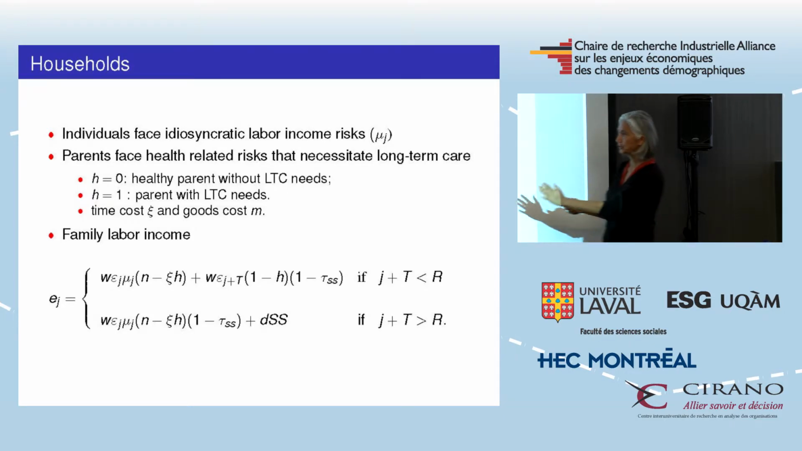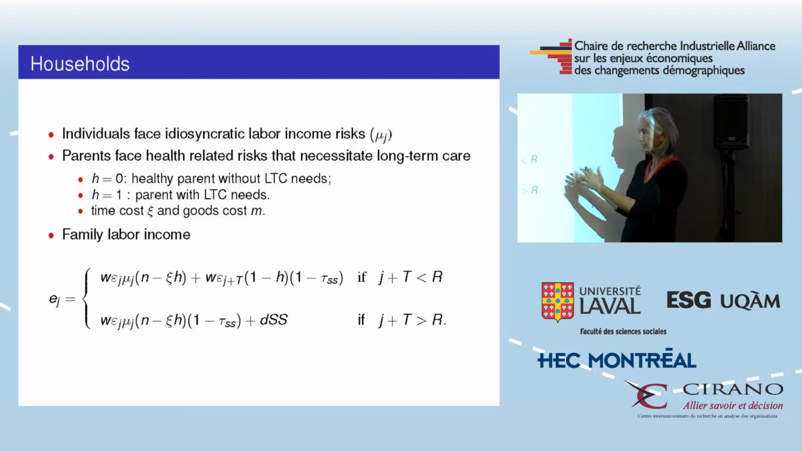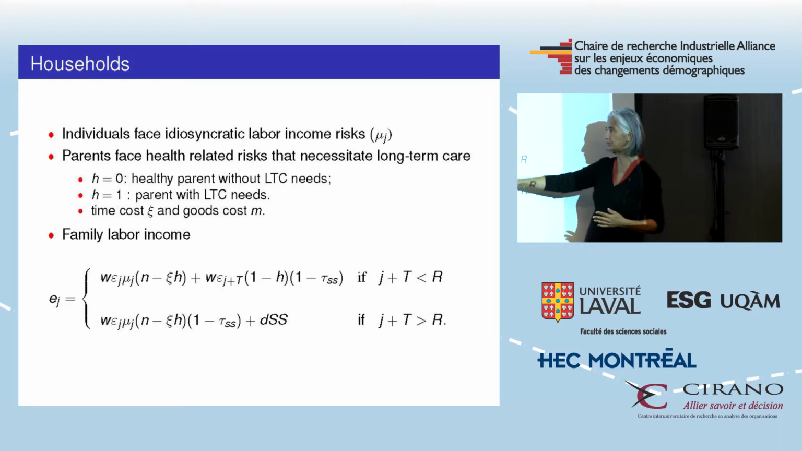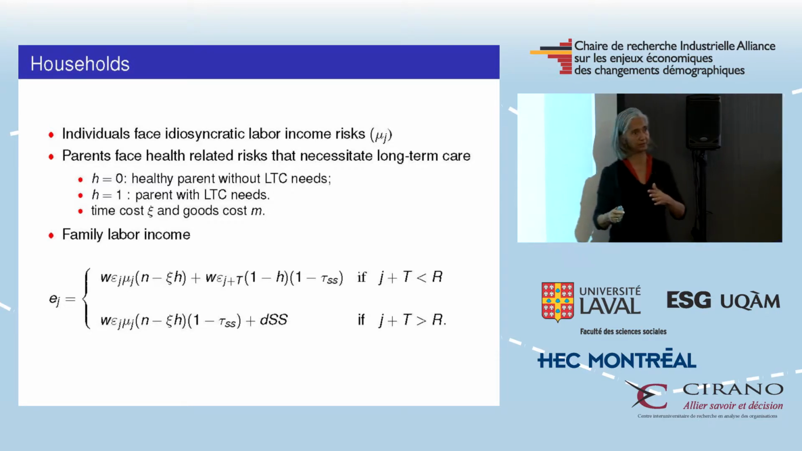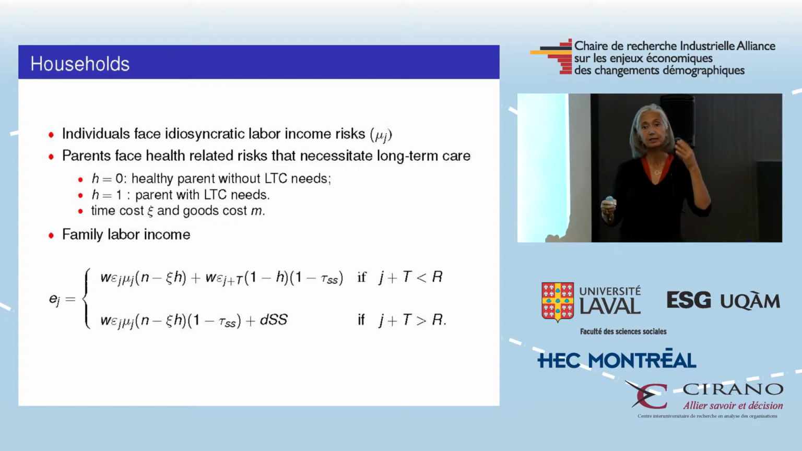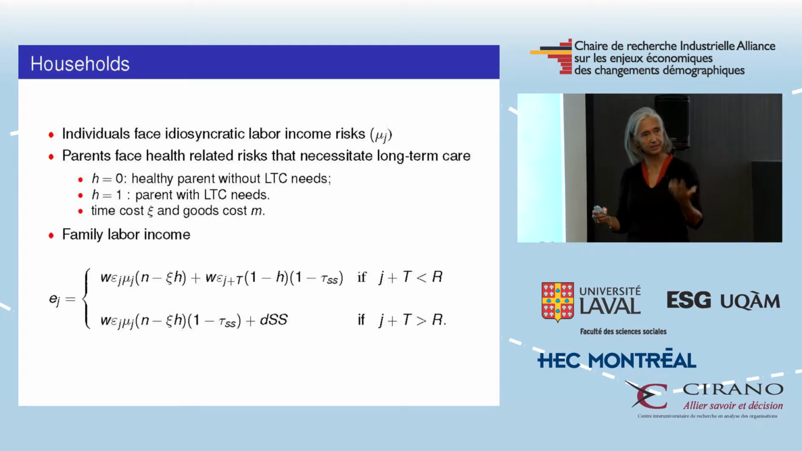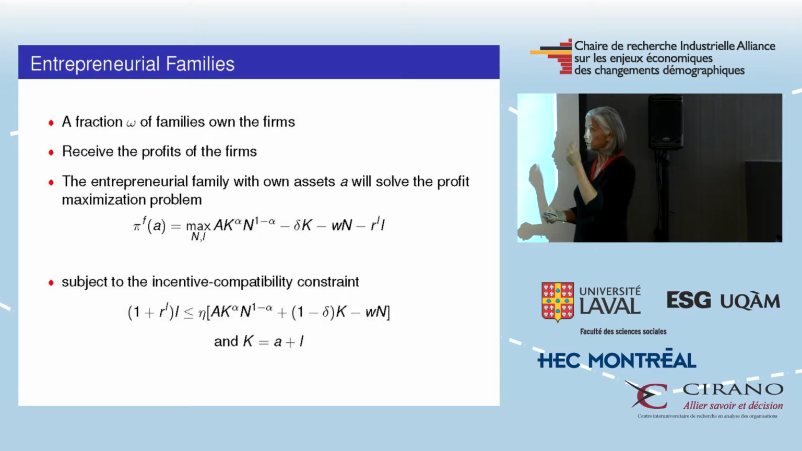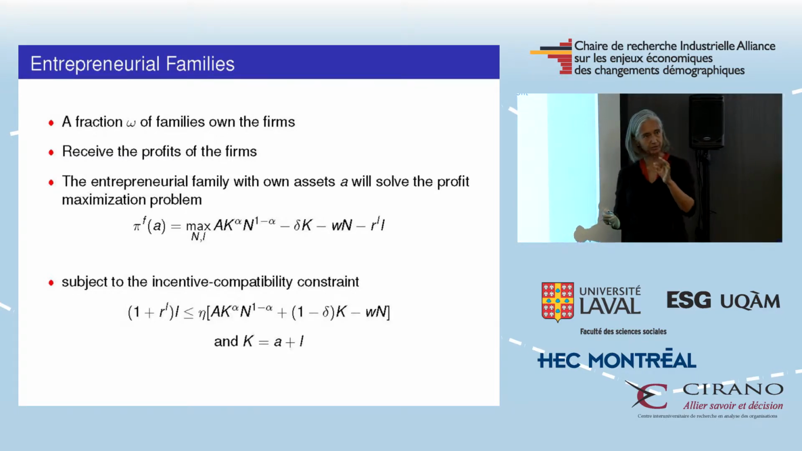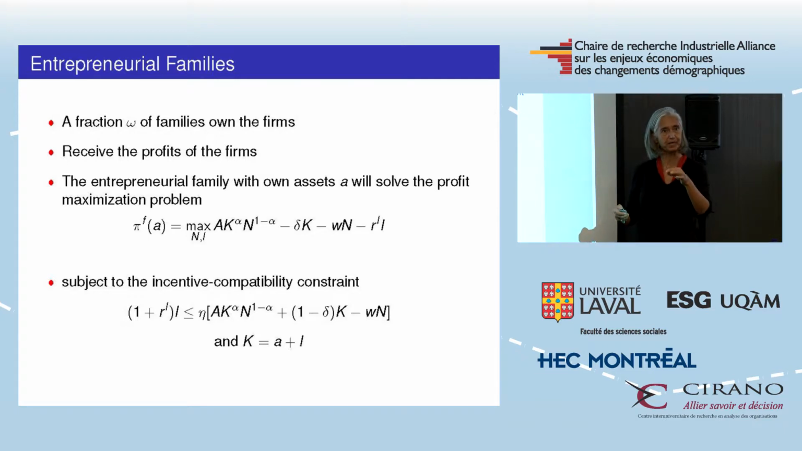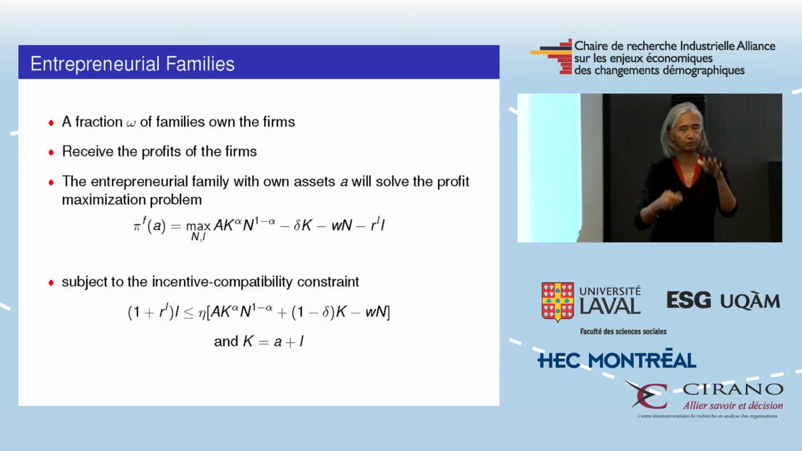So I'm going to show you the maximization problem, the whole budget constraint, but this is going to be the earnings that applies to all sorts of families in this economy, both the entrepreneurial families and the worker families. So the entrepreneurial families are going to be some omega fraction, so that omega is also going to be calibrated to match the investment ratios.